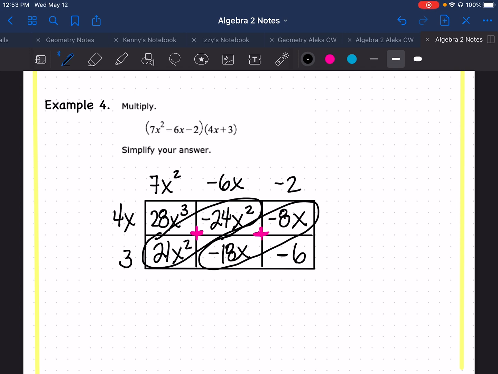So my answer is going to be 28x to the third minus 3x squared. Negative 24 plus 21 is negative 3, minus 26x, negative 8 plus negative 18, and finally negative 6.